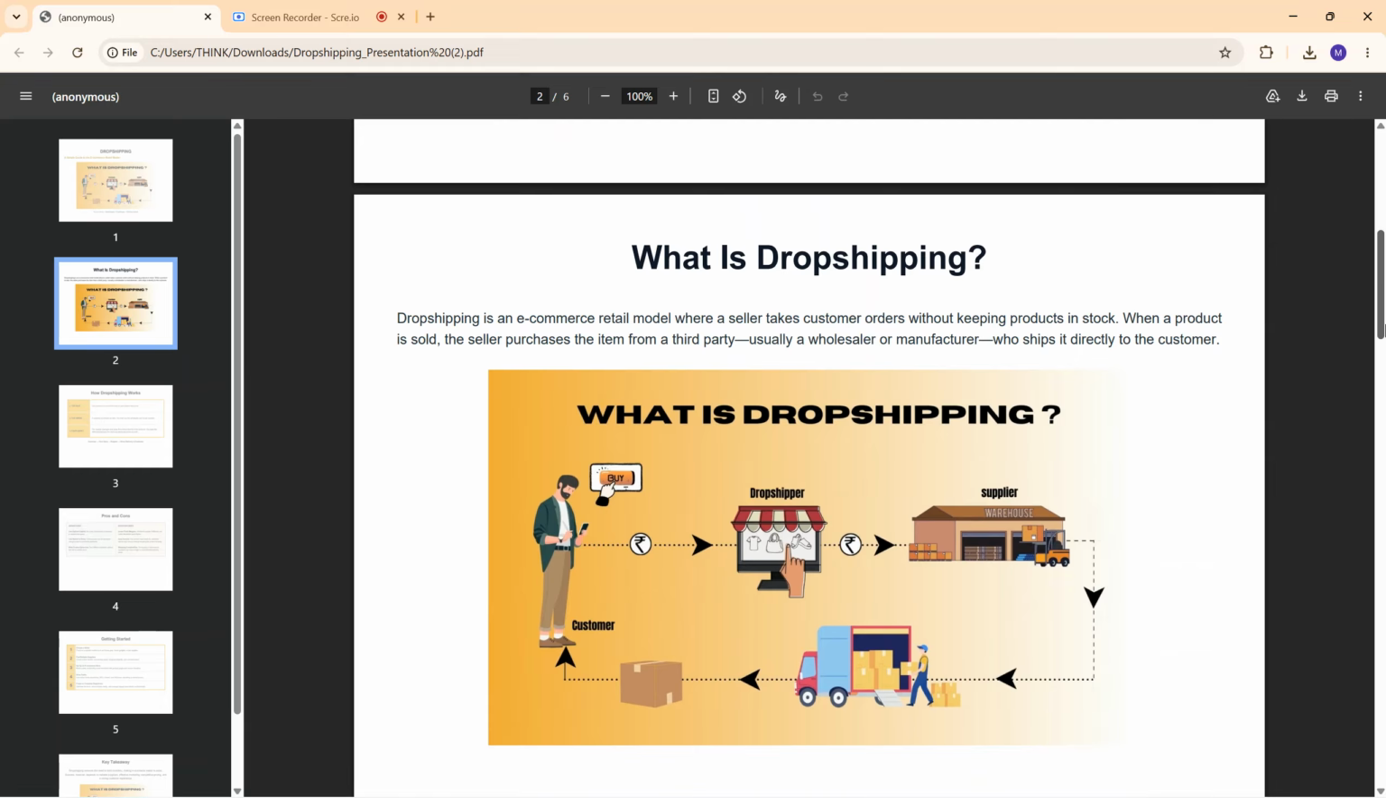Being an e-commerce model, this is where a seller takes the customer's orders without keeping the product in stock. You're not like the wholesaler who has the product in stock with him. The product, you don't keep it with you. When the product is sold from your platform, the seller, which is you, will then purchase the item from a third party. The third party is usually the person that manufactures the product or the wholesaler, who will then ship it to the customer directly.